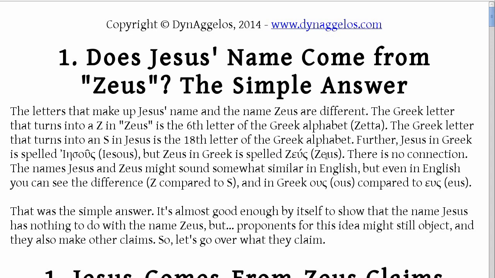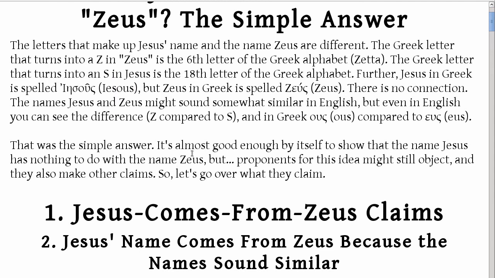So that is talking about the end of the word here. See, EUS, which transliterates from Greek into English, the end of the word would be EUS, as shown here and here, compared to OUS, the transliteration from the Greek word into English characters. The word ends in OUS, the last three letters of the word, I should say. Completely different. OUS, not the same as EUS. That was the simple answer. It's almost good enough by itself to show that the name Jesus has nothing to do with the name Zeus. But proponents of this idea might still object, and they also make other claims. So let's go over what they claim.